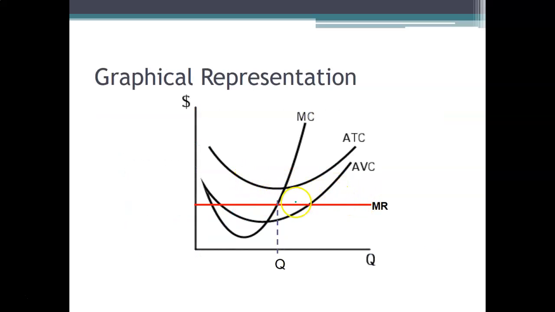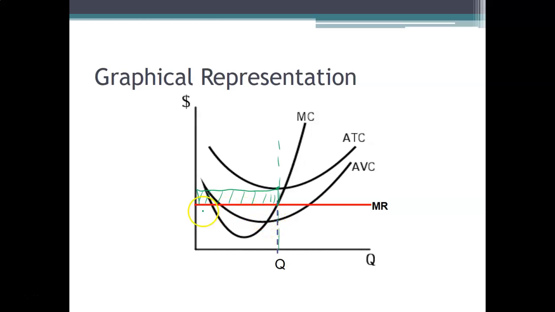So this is going to be this area. Right here in my quantity, I'm just going to draw a line straight on through everything. My price compared to my average total cost, I'm losing money. I'm losing this much money. Okay, so here's my average total cost right here. Here's my price. I'm losing money.